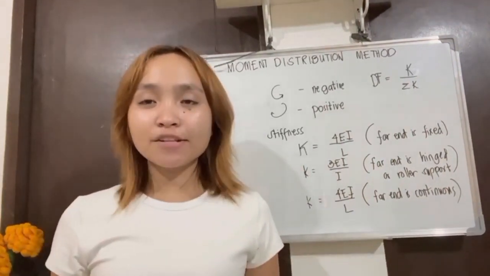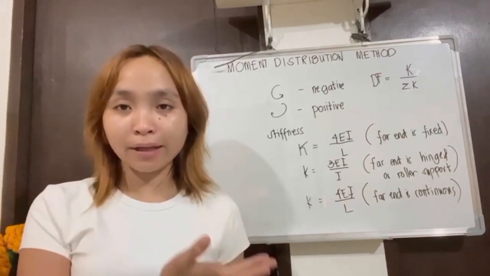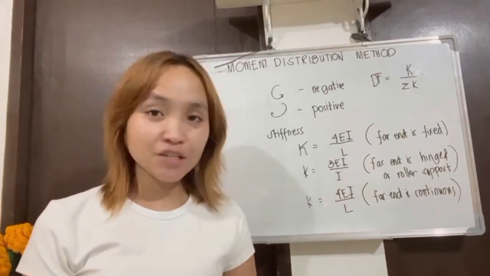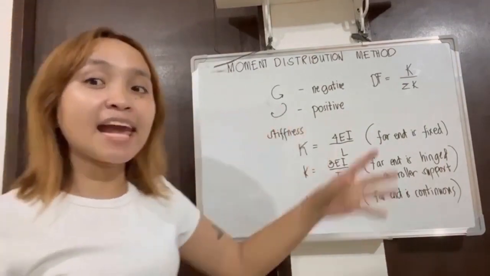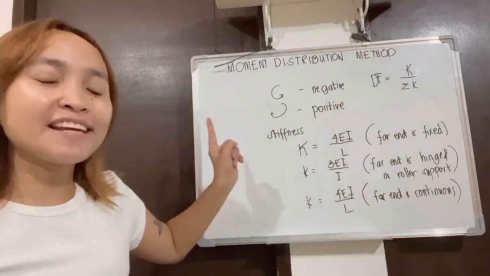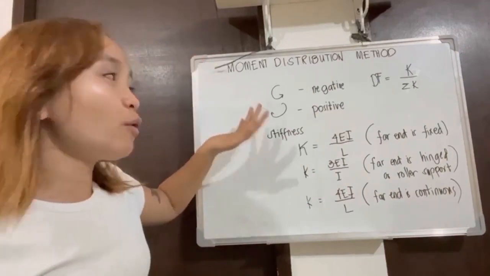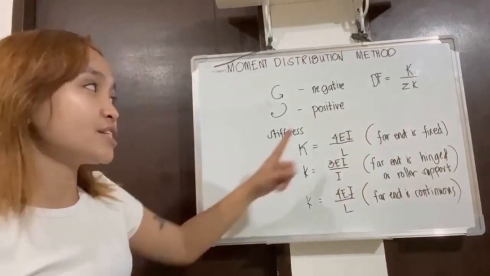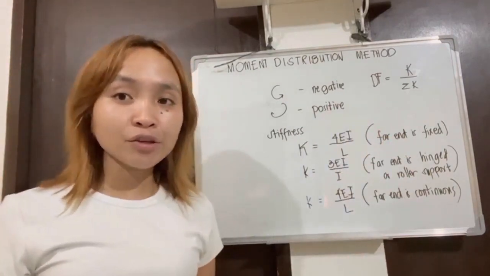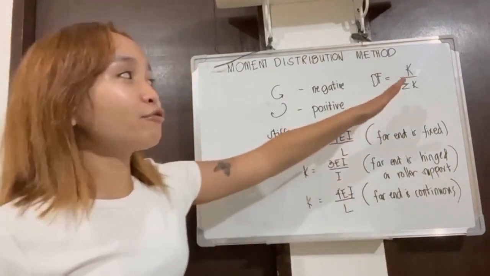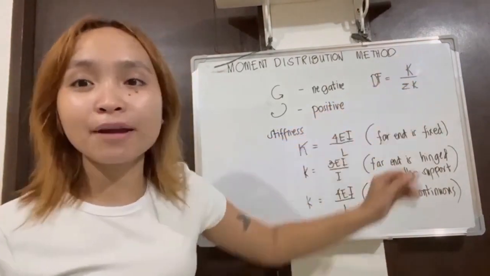There are basic concepts on getting moment distribution methods. First is sign convention. If it is counterclockwise moment or rotations, it has a negative value. Next, if it has a clockwise moment or rotations, it has a positive value. Next, on getting the distribution factor, it means the stiffness. The formula is K over summation of K.